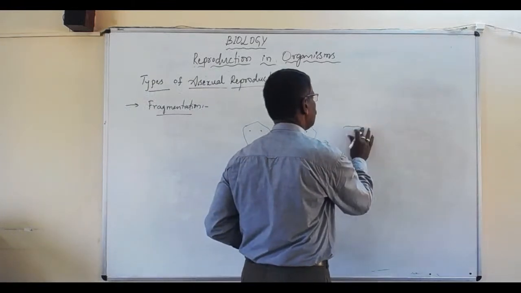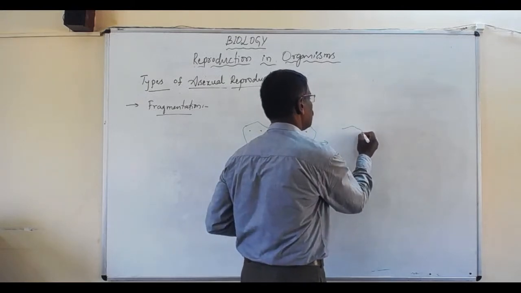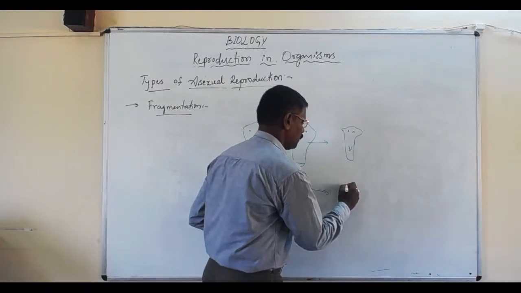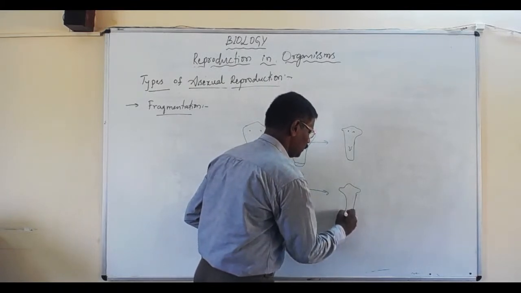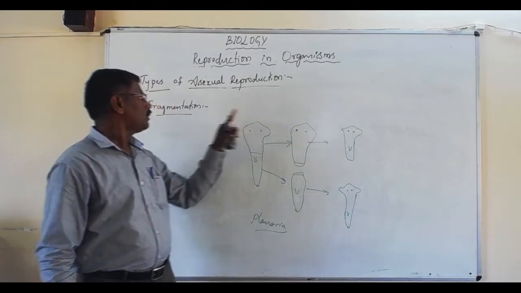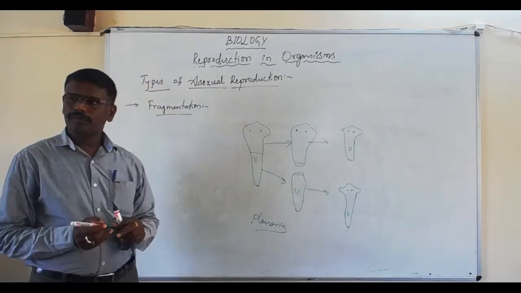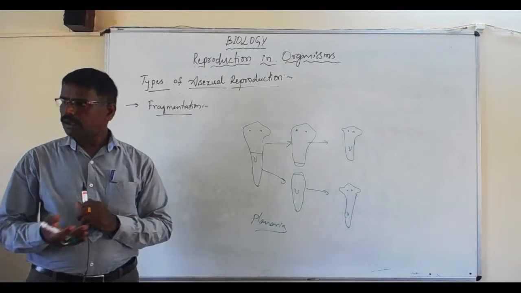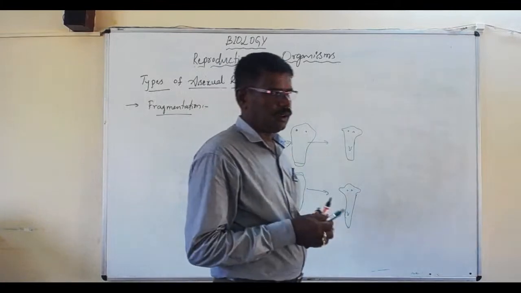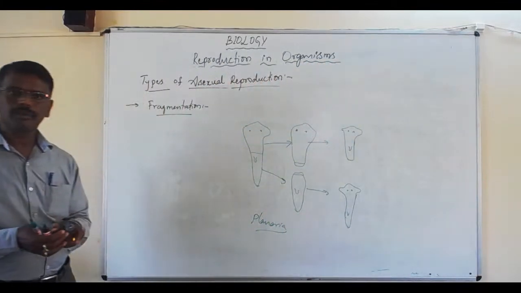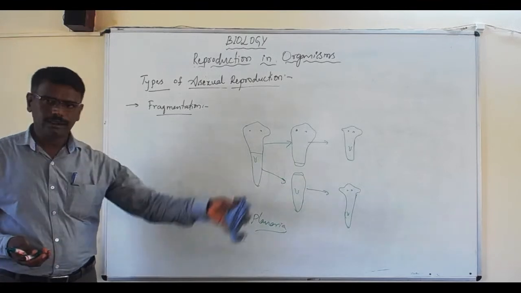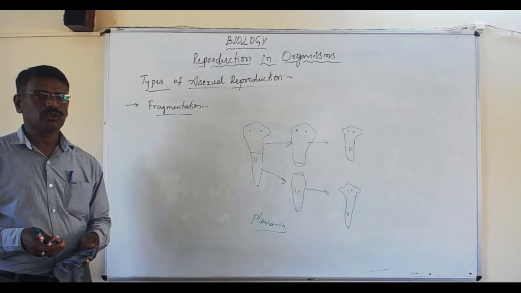So it grows as two individuals. It is a process we call fragmentation. Fragmentation also occurs in fungal members. In any hypha, it breaks down into a number of pieces, and each piece grows as a new individual. So these are the different organisms in which asexual reproduction occurs, by fragmentation or other types of asexual reproduction.